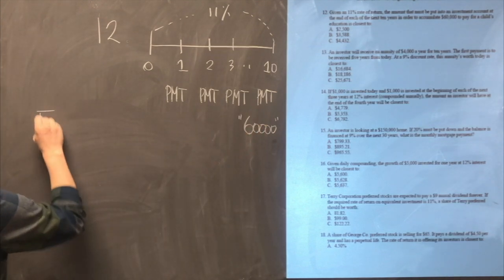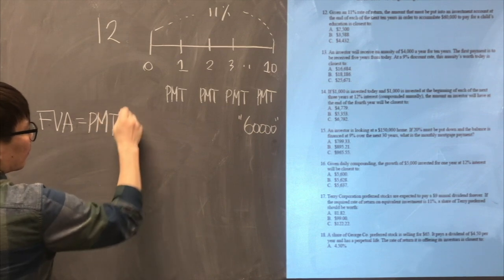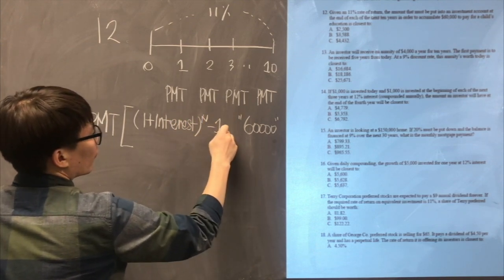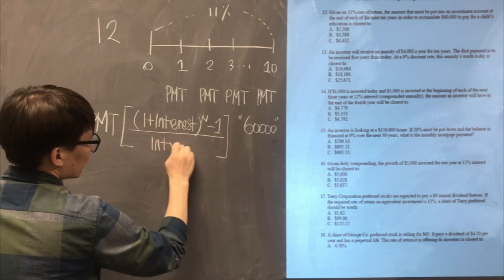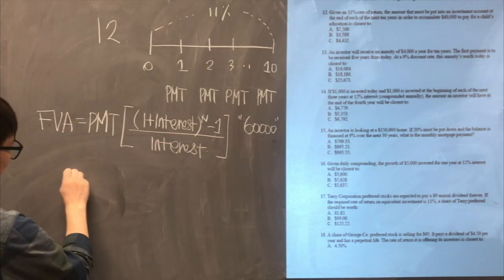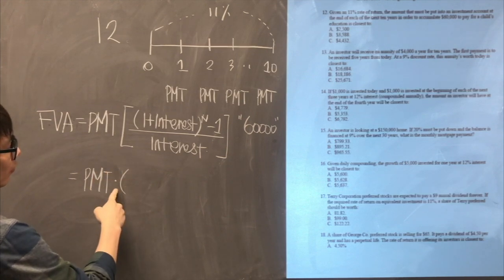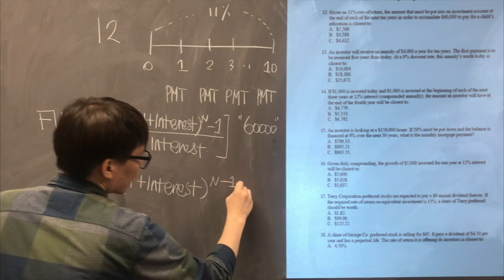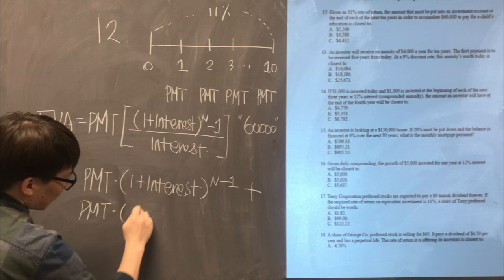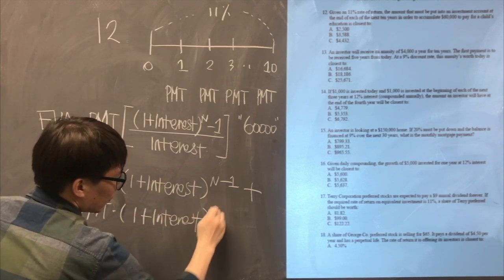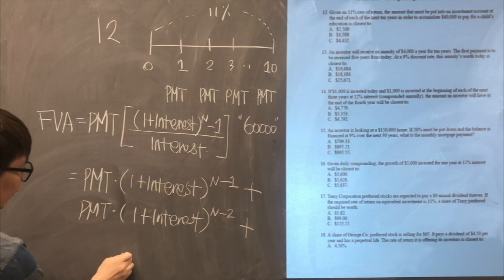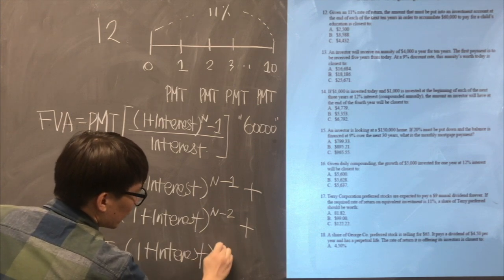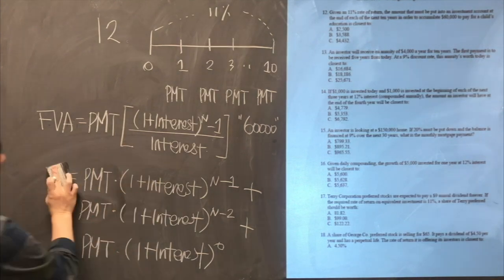Given the information, we know how much money they need. I will show you the formula first. Future value equals PMT multiplied by (1 plus interest) to the power n minus 1, over interest. It looks like PMT multiplied by (1 plus interest) to the n minus 1, plus PMT (1 plus interest) to the n minus 2, plus, until PMT (1 plus interest) to the 0.